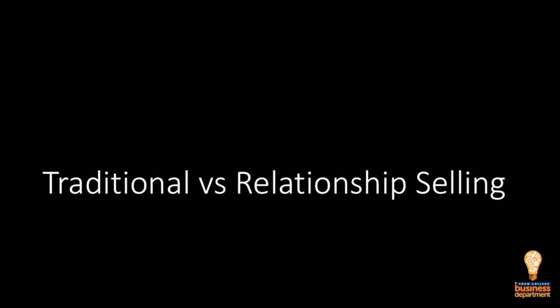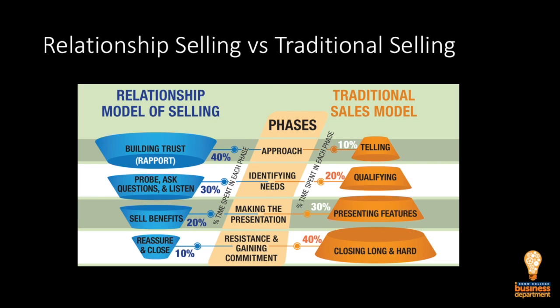All right, in this video, we're going to talk about traditional versus relationship selling. And so this is basically how you need to think about it. In every sale, there's basically four phases according to our textbook: the approach, identifying needs, making the presentation, and then lastly, resistance and gaining commitment from your customer.